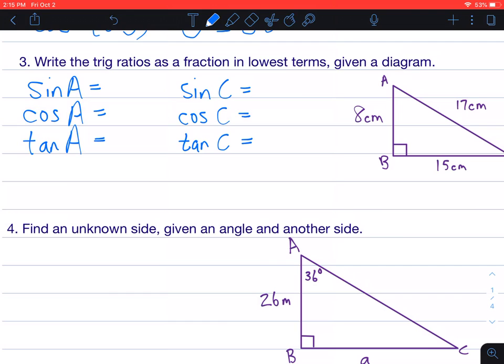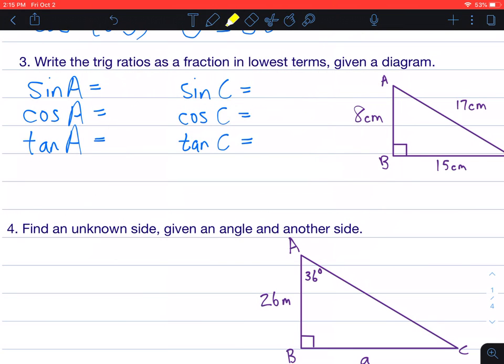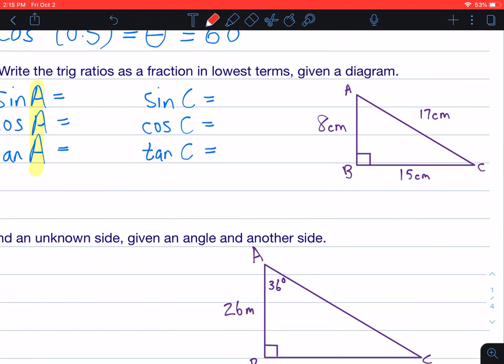So for the first column there, we're going to be looking at angle A. So in my diagram, I'm going to circle A so that I know I'm doing everything relative to that. And then I'm going to label my triangle relative to angle A. So the 15 centimeters is opposite, 8 centimeters is adjacent, and the hypotenuse is 17 centimeters.